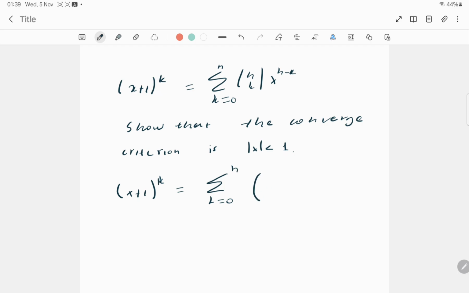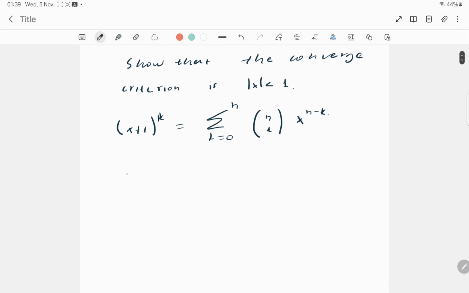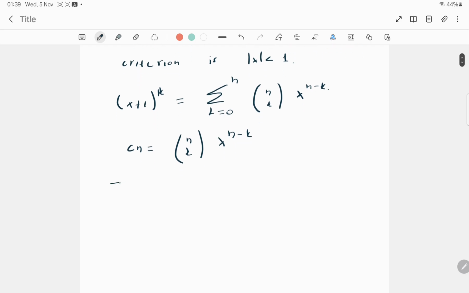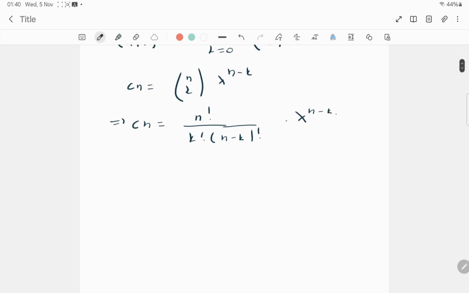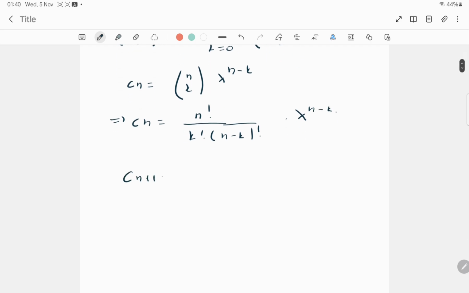Let's consider that n is a positive whole number, and k goes from 0 to n, with terms x to the power of n minus k. Okay, let's take Cn to be n choose k times x to the power of n minus k. This is n factorial over k factorial times n minus k factorial times x to the power of n minus k. And now let's find the Cn plus 1.